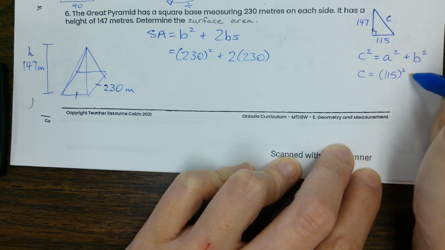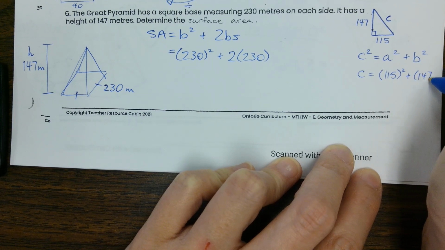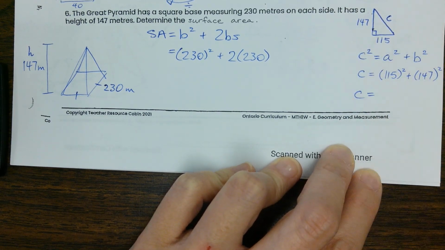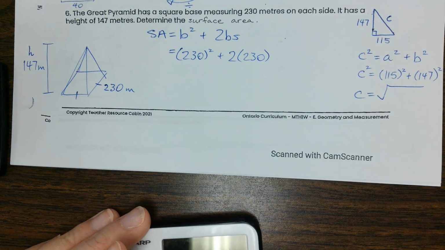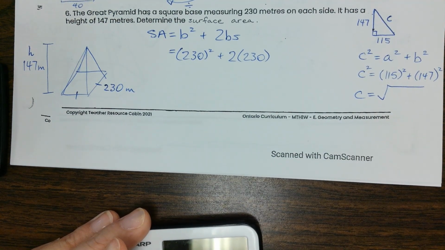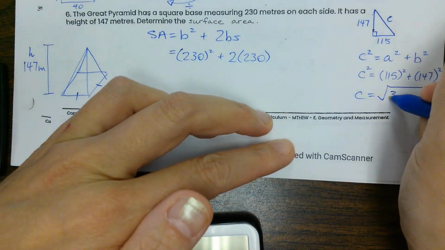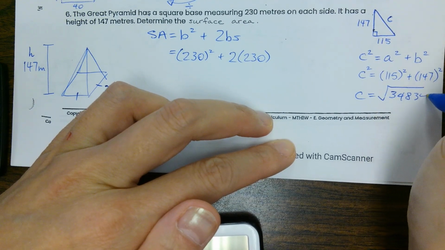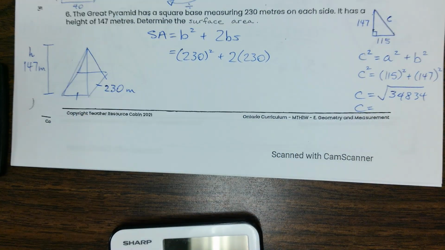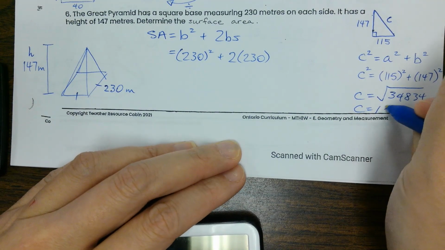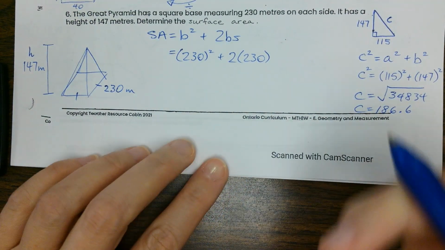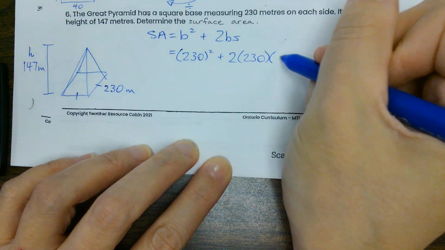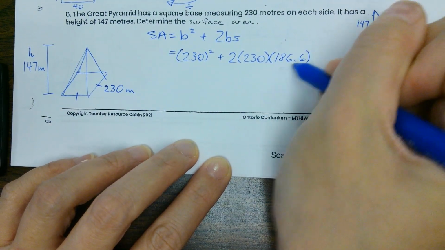So 115 squared plus 147 squared. So C is the square root of that. 115 times 115 plus 147 times 147. 34834. Square root that. 186.6. Okay, so now I have S, so I plug it in, 186.6.